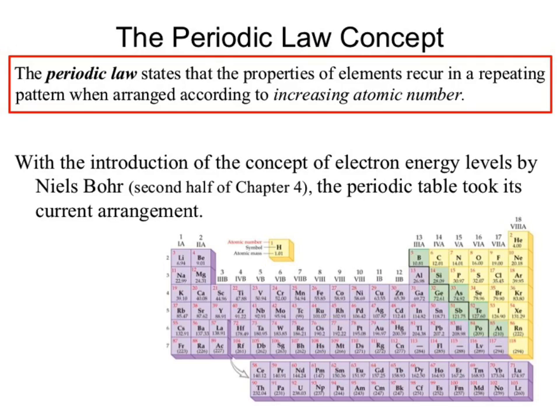Periodic law concept. The properties of an element recur in a repeating pattern when arranged according to increasing atomic number, which is a fancy way of saying if we have the periodic table as it is currently organized, within the column, they all react the same. That's about it.